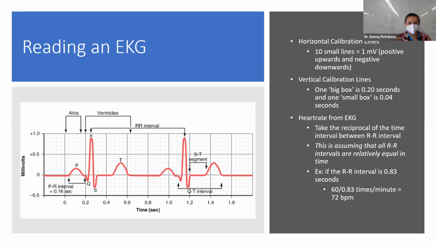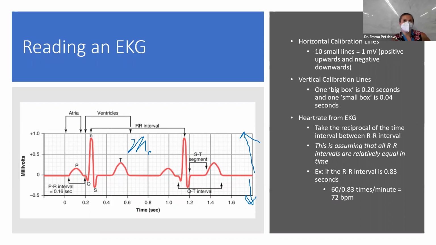So negative, positive, okay? Vertical calibration lines: 1 big box, so this would represent a big box here, is 0.2 seconds, and 1 small box, this itty bitty little dude right here, is 0.04 seconds. And if you ever need to calculate the heart rate from the EKG, you can take the reciprocal of the time interval between an R to R interval.